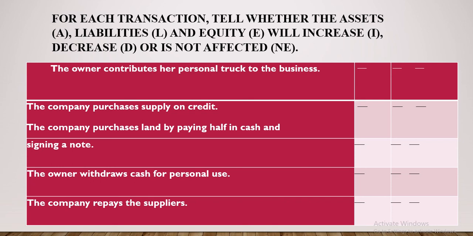Okay. The owner withdraws cash for personal use. Assets decrease and the liabilities not affected. The owner's equity decrease. The company repays the supplier. Okay, the assets decrease and the liability also decrease.